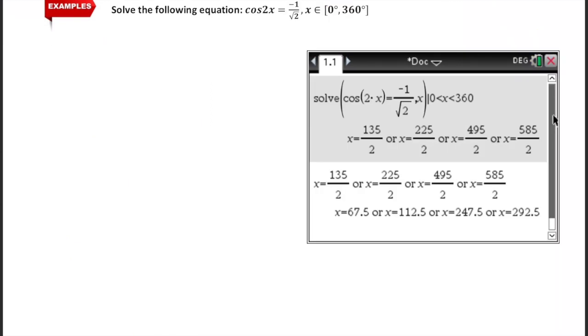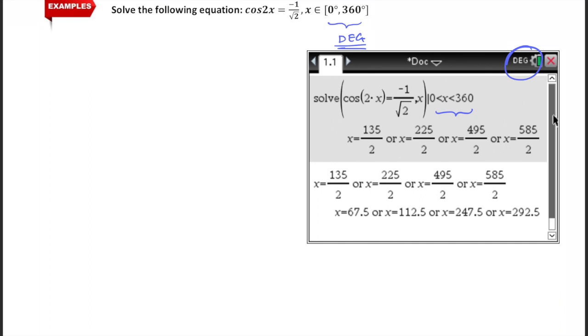Alright, so now looking at this example here, we've been told to solve the following equation. Cos of 2x is equal to negative 1 on root 2. This time I've restricted the domain from 0 degrees to 360, so what you should be thinking is we're working in degrees mode. If you take a look at my calculator steps here, again you'll notice that I have changed it into the degrees mode from radians. And again, when I typed in solve, I restricted my domain from 0 to 360.